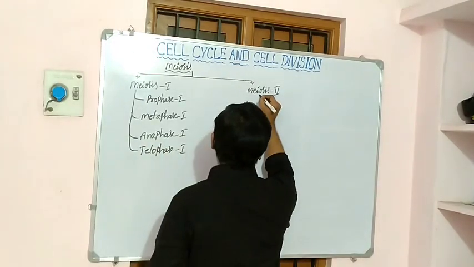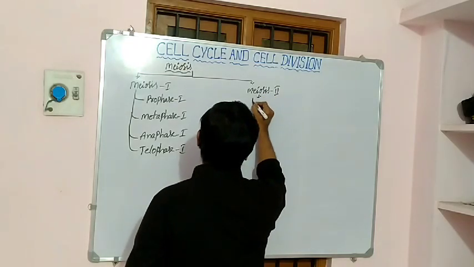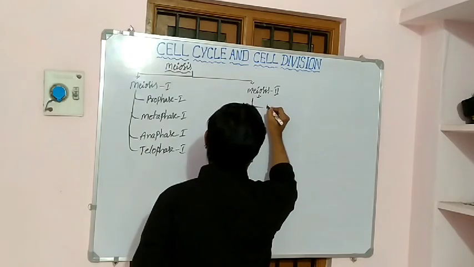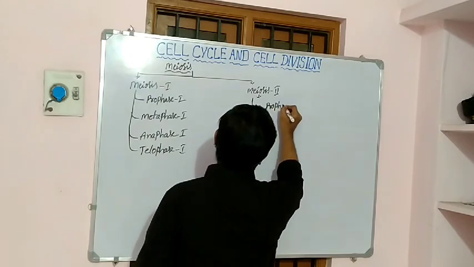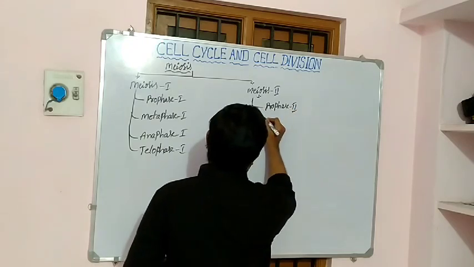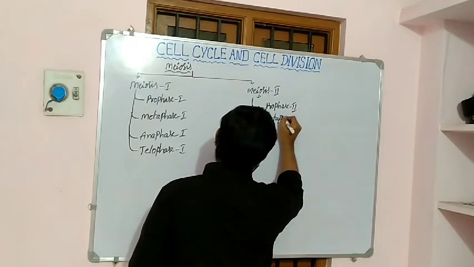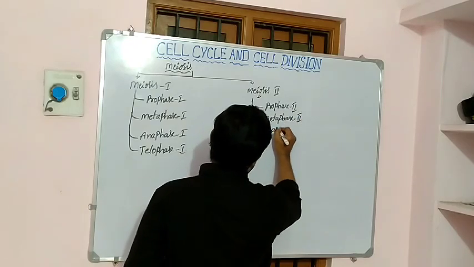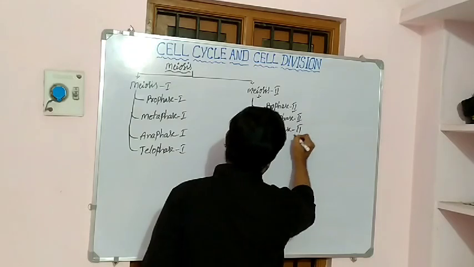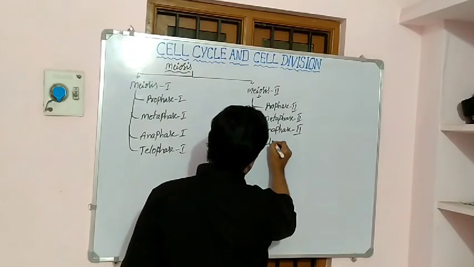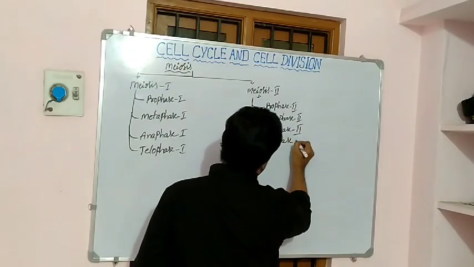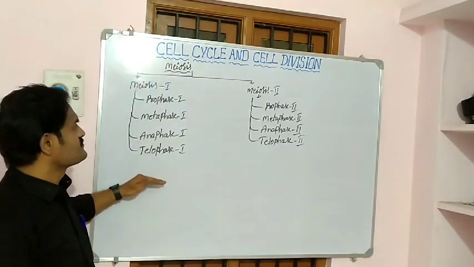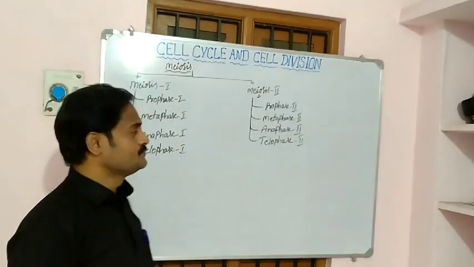Coming to meiosis 2, it is also the same. It also divides into 4 phases here. What are they? Prophase 2, metaphase 2, anaphase 2 and also telophase 2. Telophase 2, remember. So this is the classification of meiosis 1 and meiosis 2.